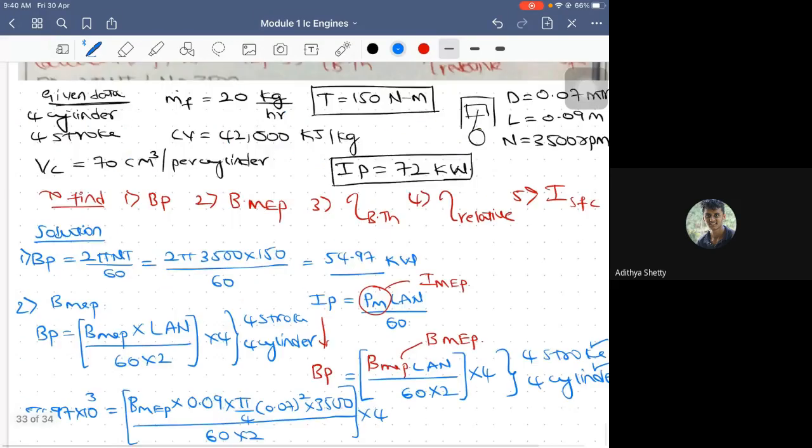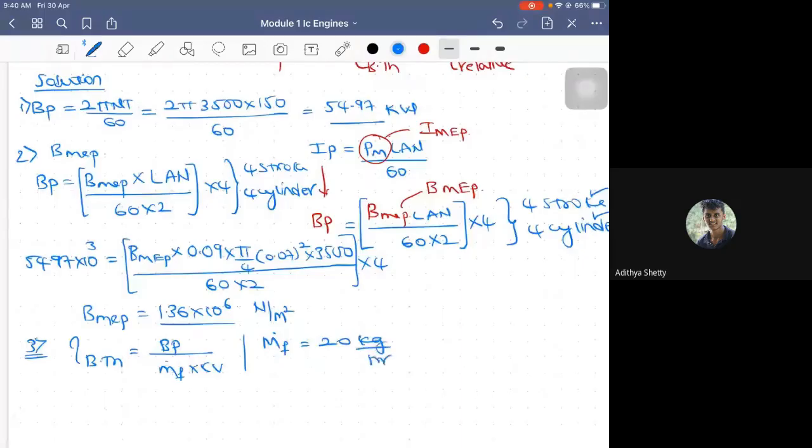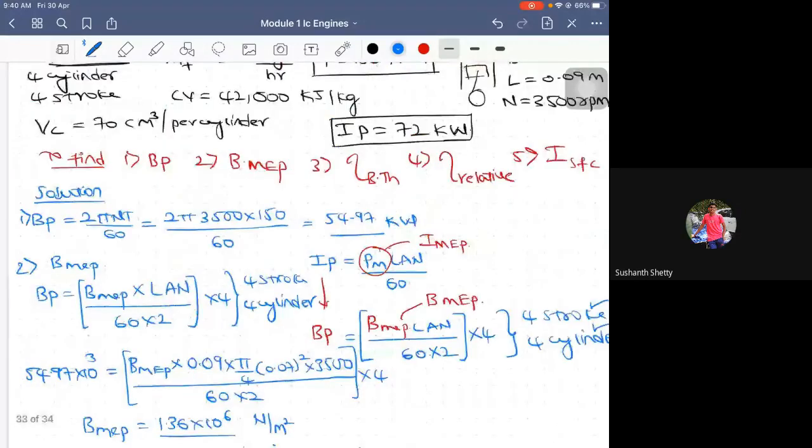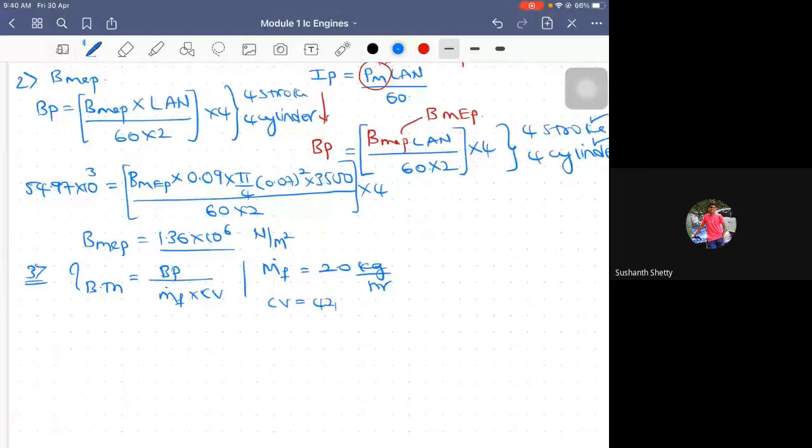So what is the value of MF? MF value is 20 kg per hour. Next, CV value is what? CV value is 42,000 kilojoules per kg. Now, in what units do I require MF to be in? Whether should I substitute in kgs per hour, kgs per minute, or kgs per second?